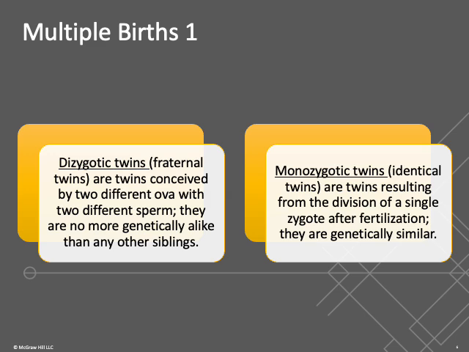When speaking of multiple births, the term dizygotic twins or fraternal twins are twins that are conceived by two different ova, two different eggs with two different sperm. They are no more genetically alike than any other siblings. Monozygotic twins, identical twins, are twins resulting from the division of a single zygote after fertilization. They are genetically similar.